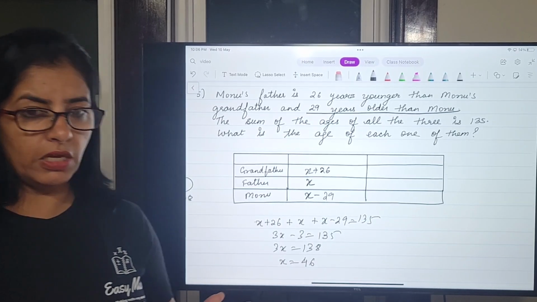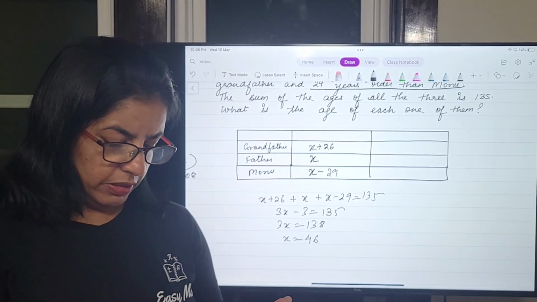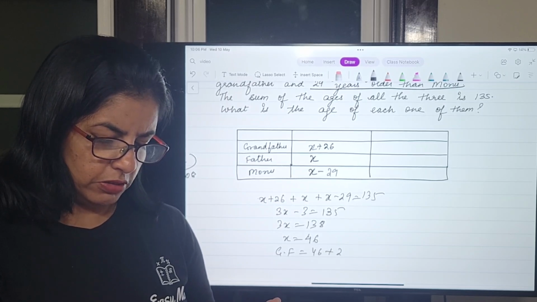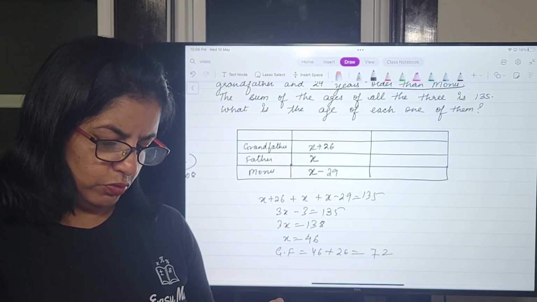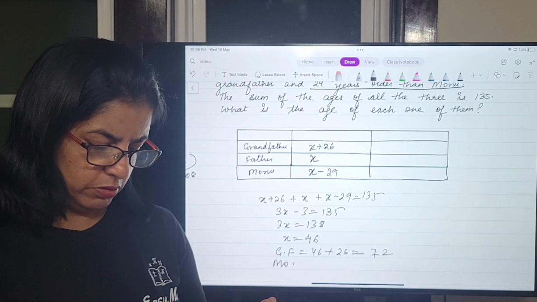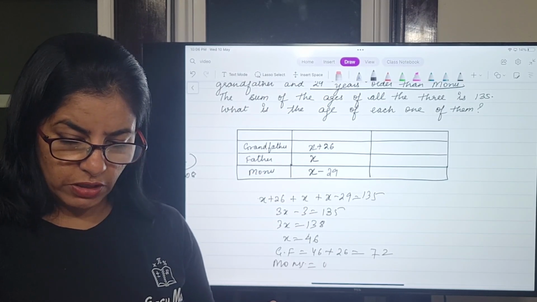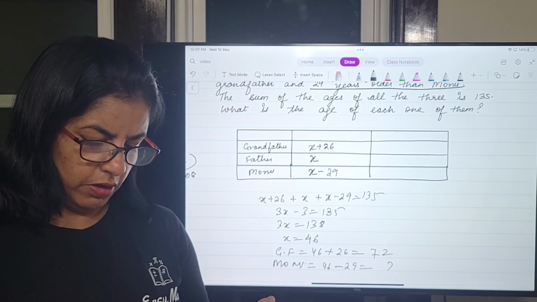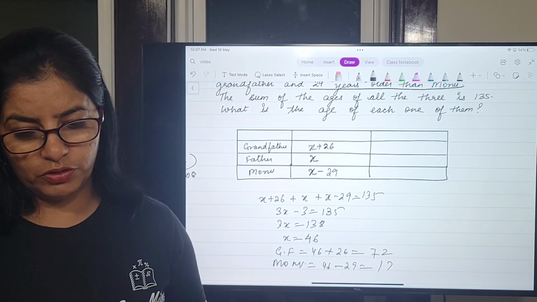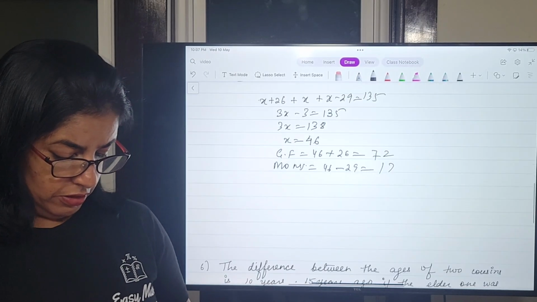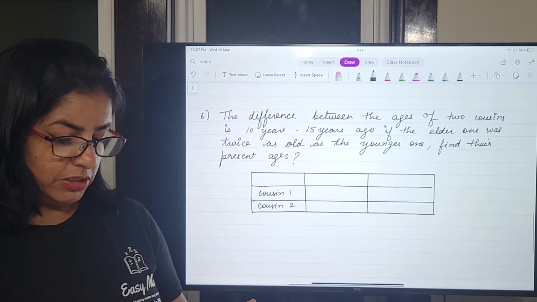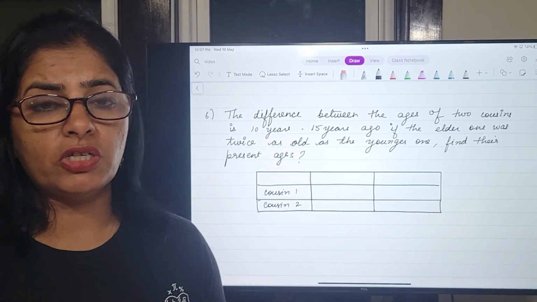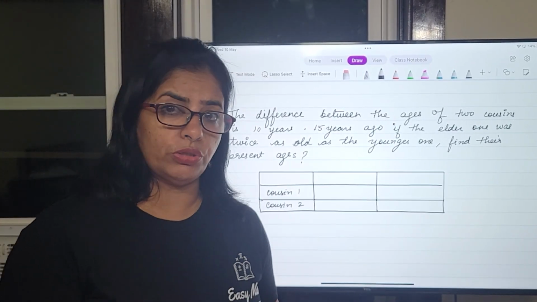So the father's age is 46. Grandfather will be 46 plus 26, that is 72. And Monu will be 46 minus 29, that is 17. So these are their ages. There is one more question. Let's see how you solve it. I would suggest pause the video, complete the chart yourself and then solve the question.